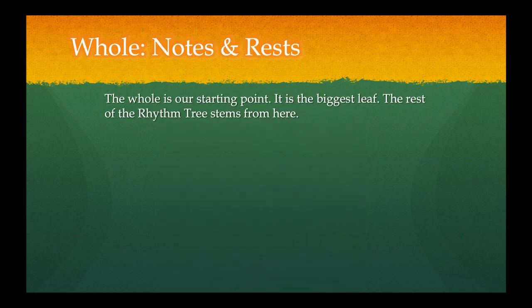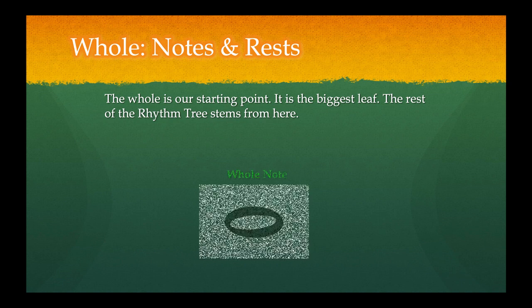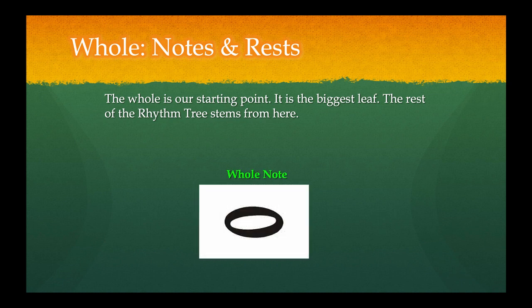The whole is our starting point. It is the biggest leaf. The rest of the rhythm tree stems from here. This is what a whole note looks like. A whole note gets 4 counts of sound.